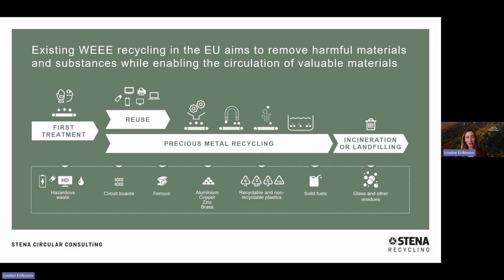But then after the first treatment, the products are divided into two streams, one for reuse and one for recycling. And reuse is, of course, for functional products that have a second-hand value, such as computers or computer components, and also mobile phones and a few more others. And these products are cleaned, restored, and treated to be sold and used again. The rest of the products, they continue for recycling.